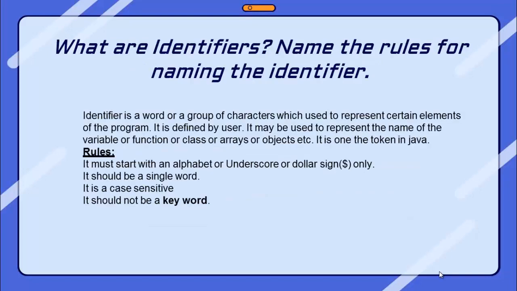What are identifiers? Name the rules for naming the identifier. An identifier is a word or a group of characters which is used to represent certain elements of a program. It is defined by the user. It may be used to represent the name of a variable, function, class, array, etc. It is one of the tokens in Java. Identifiers are otherwise called variables.